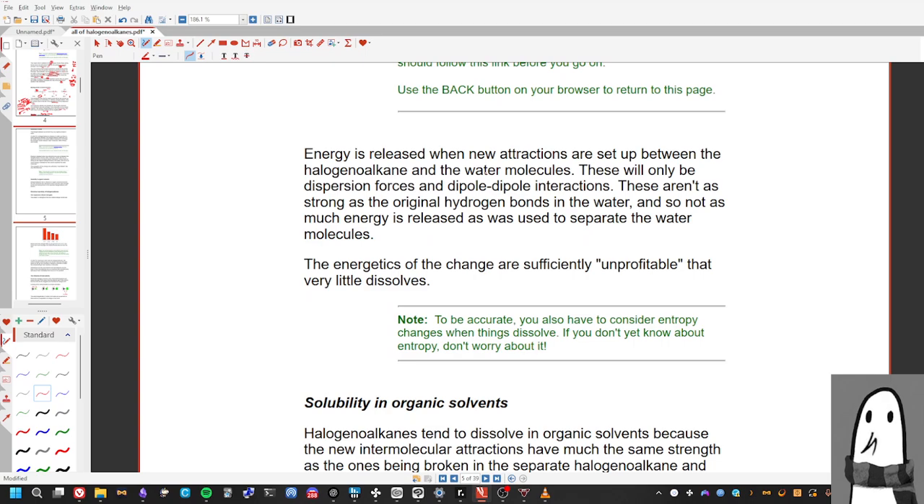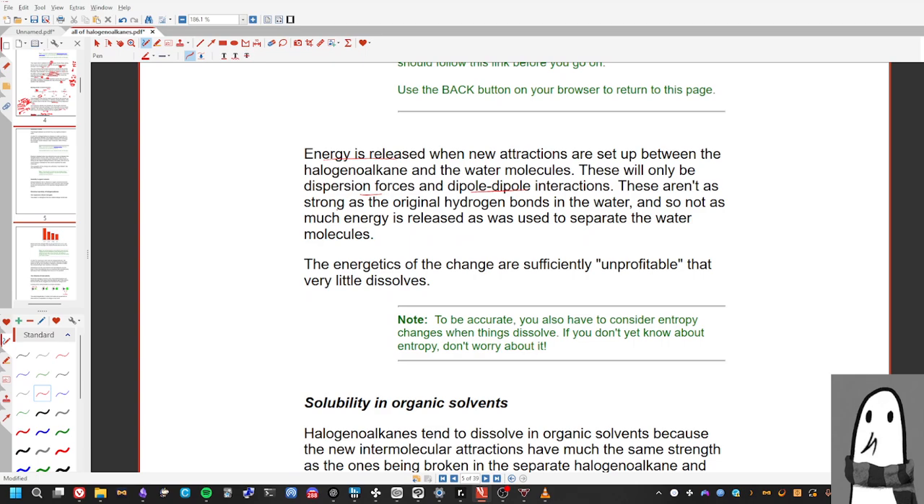So if you're wondering, okay, now is this process exothermic or endothermic? What is more, the energy released or the energy absorbed when breaking the bonds? Well, you can understand that here. It says the energy released will be formed from the new attractions that are set up, and the new attractions will be dispersion forces and dipole-dipole interactions. Of course, no hydrogen bonds will be formed because there's no OH group in halides.